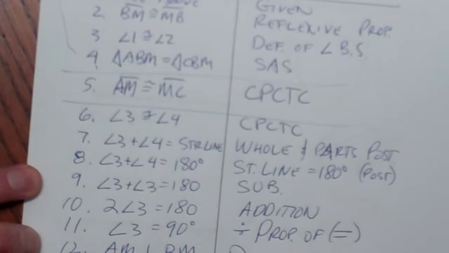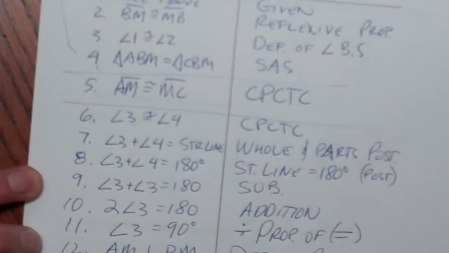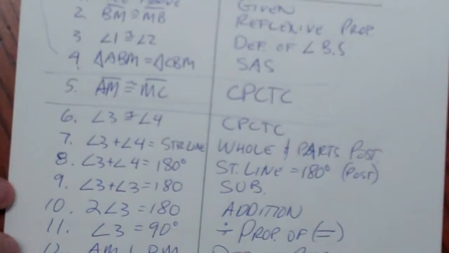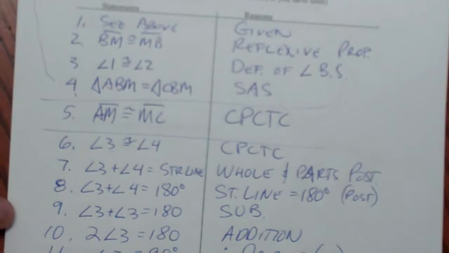And then finally step 12 is that AM is perpendicular to BM, and that would be definition of perpendicular, that they make a 90-degree angle. So def of perpendicular. You want your final step to read exactly as what you're trying to prove. Don't just stop when you're almost done there. Okay? So that's what that looks like.